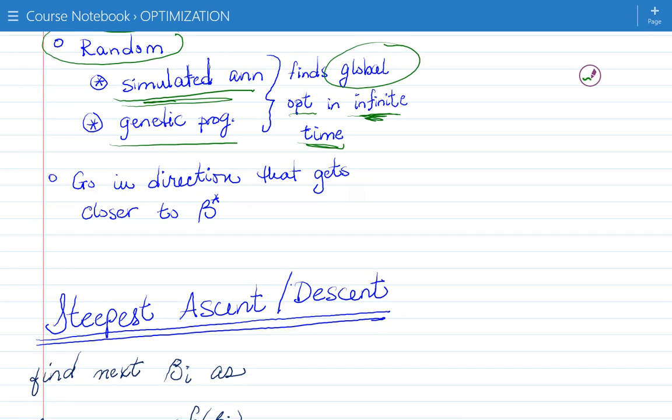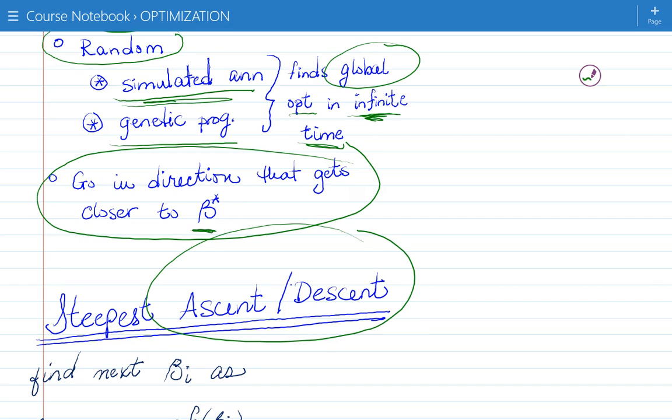Or perhaps we just simply, wherever we're standing on our hill, go in the direction that gets closer to beta star. That would require that we know where beta star is. Or maybe we just go in the direction that's going uphill, which may not be getting us towards beta star, but it seems like a reasonable thing. If I'm standing on the side of a hill and I want to get to the top, maybe I should go uphill. So this is one way.